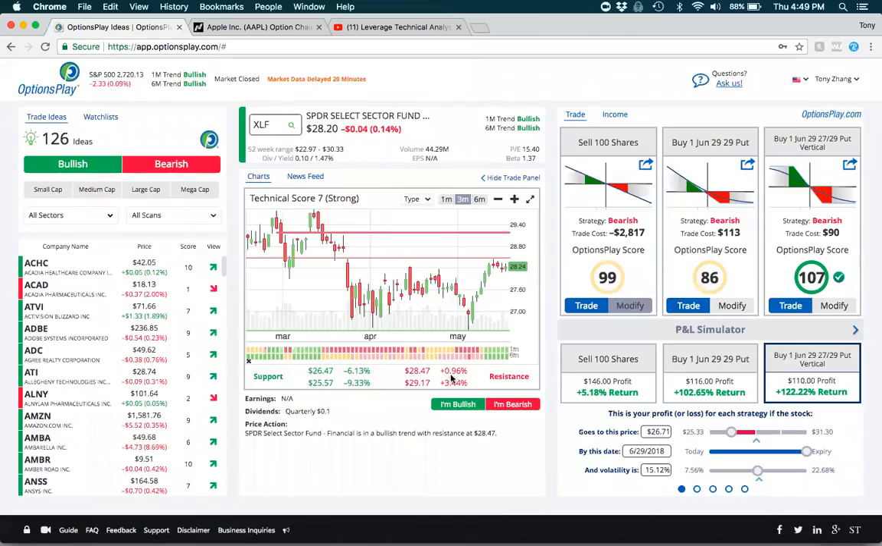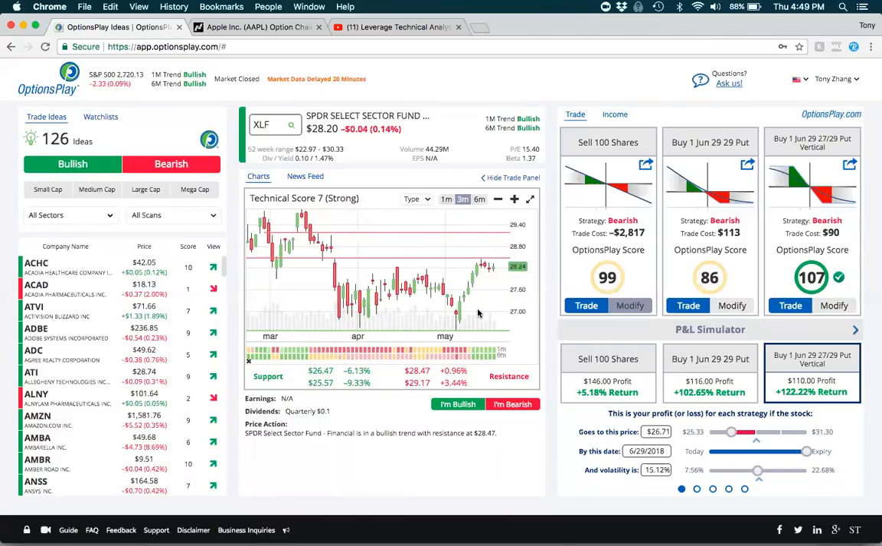As you can see, with XLF you have a resistance level around 28.47, about 28.5, and a support level at 26.47, so around 26.5. As the stock hits 26, it bounces higher. As it hits 28.5, it bounces lower, and when it hits 26 again, it bounces higher. Based on this pattern, it's not crazy to think that now that it hit 28 and started to move a little lower, it's going to continue back down to 26.